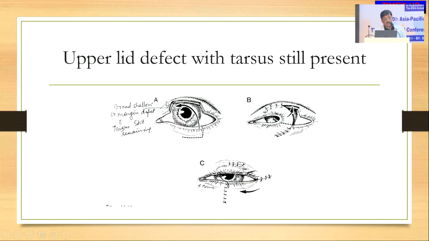Similarly, when the upper lid is lost, when some part of the tarsal plate is still there, you can use this rotation flap from the lower side, and this can be fixed, and this can be managed easily, and again a new canthus is made here.